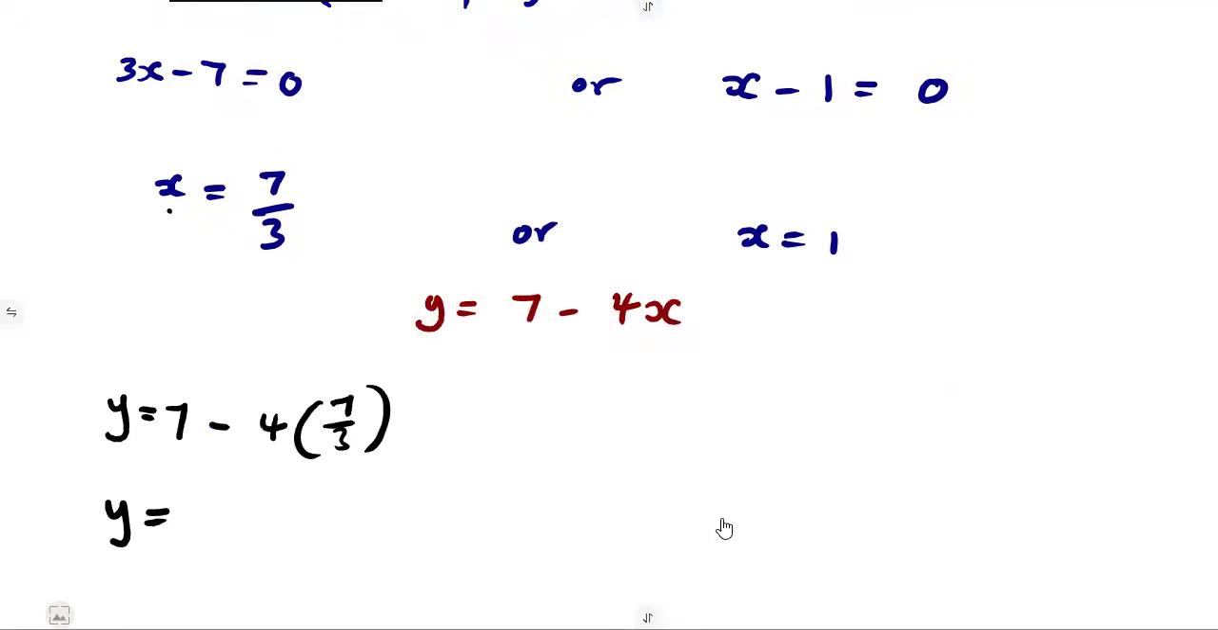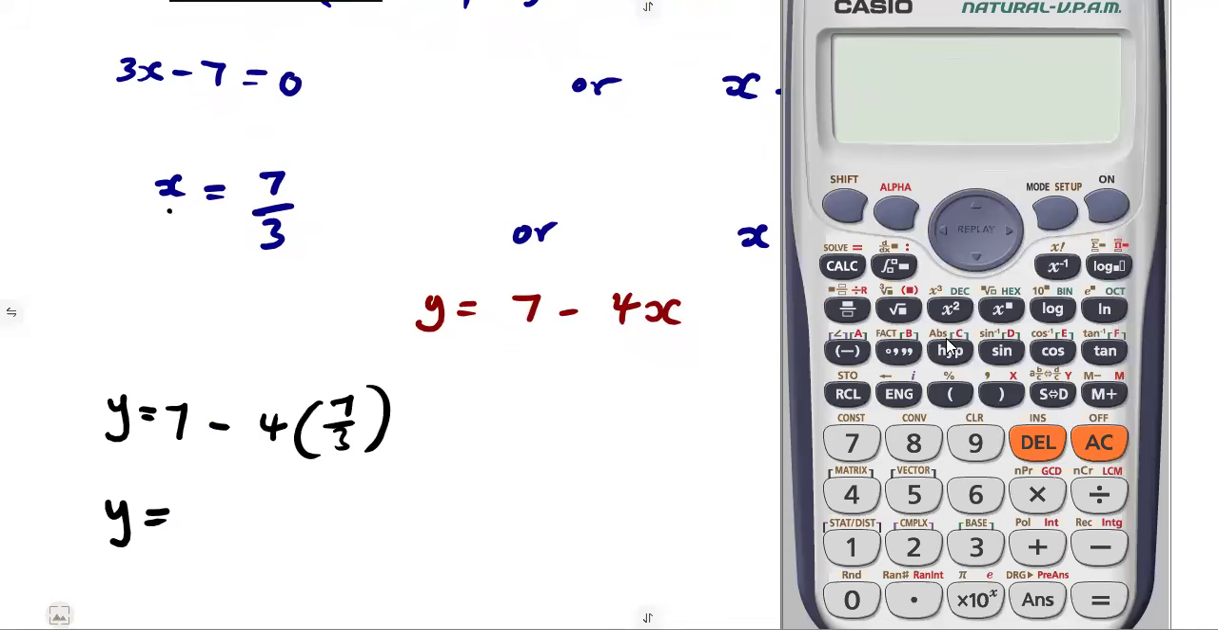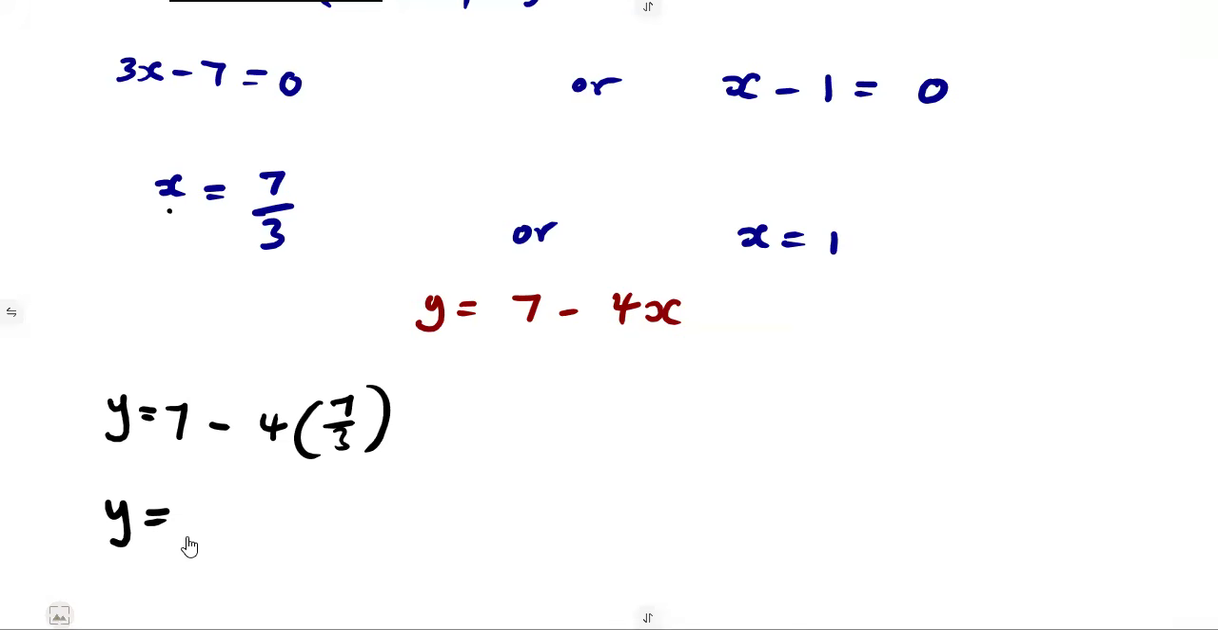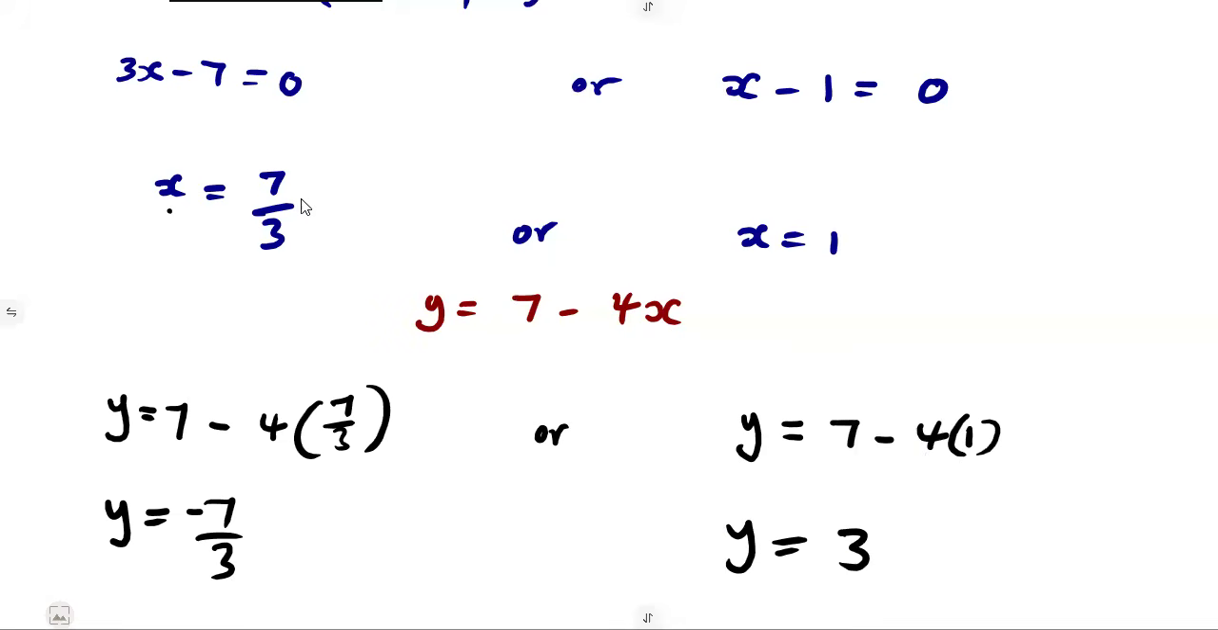So this one is just you guys and your calculator. Straight substitution. That's 7 minus 4 into 7 over 3, like this. That is going to give us minus 7 over 3. So that's a minus y value, when x is 7 over 3. So y is equal to minus 7 over 3. So that is how we can conclude that at the end, if this one is this, then the other one is going to be like this.